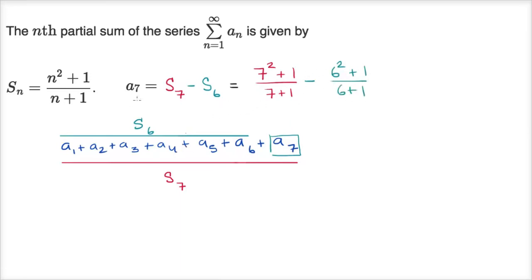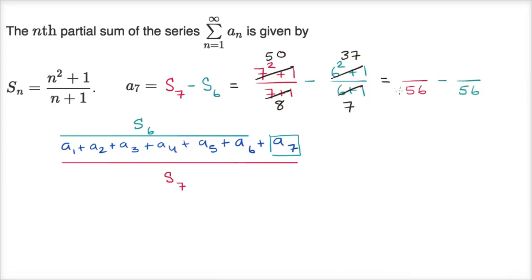And from here, we just have to do a little bit of arithmetic. So this is going to be 7 squared plus 1, which is 49 plus 1, so that is 50 over 8. And this is 6 squared plus 1, that is 36 plus 1, that's 37 over 7. So we want to find a common denominator between 8 and 7. That would be 56. So this is going to be something over 56 minus something else over 56.